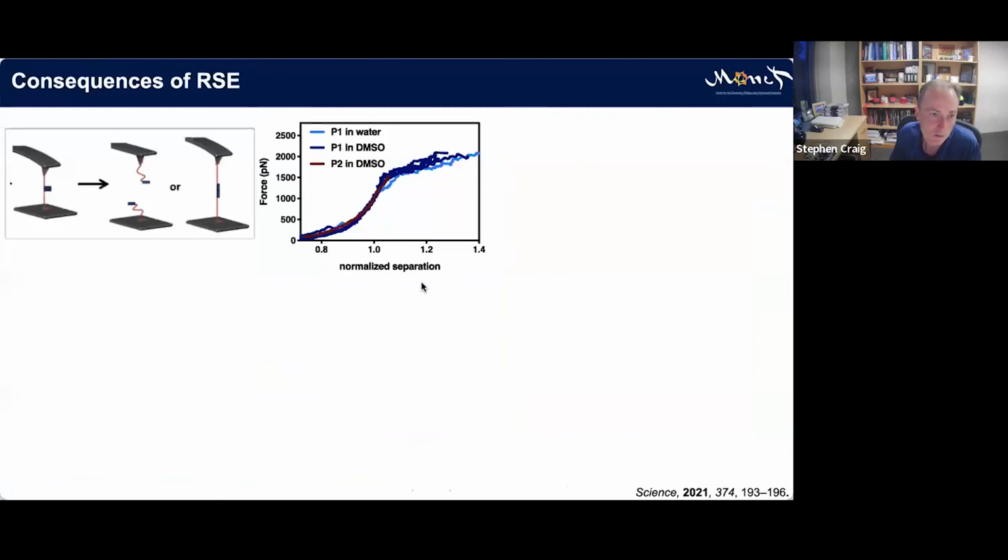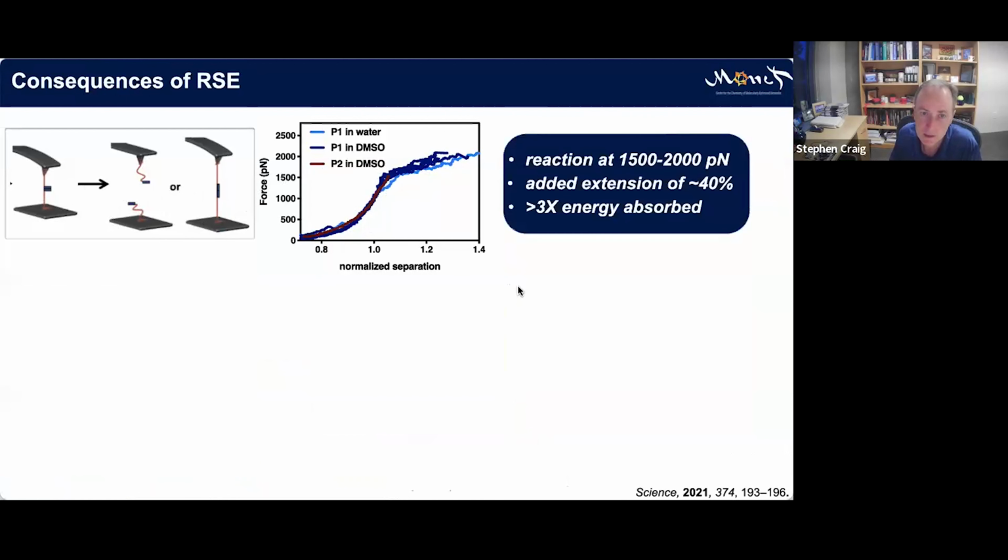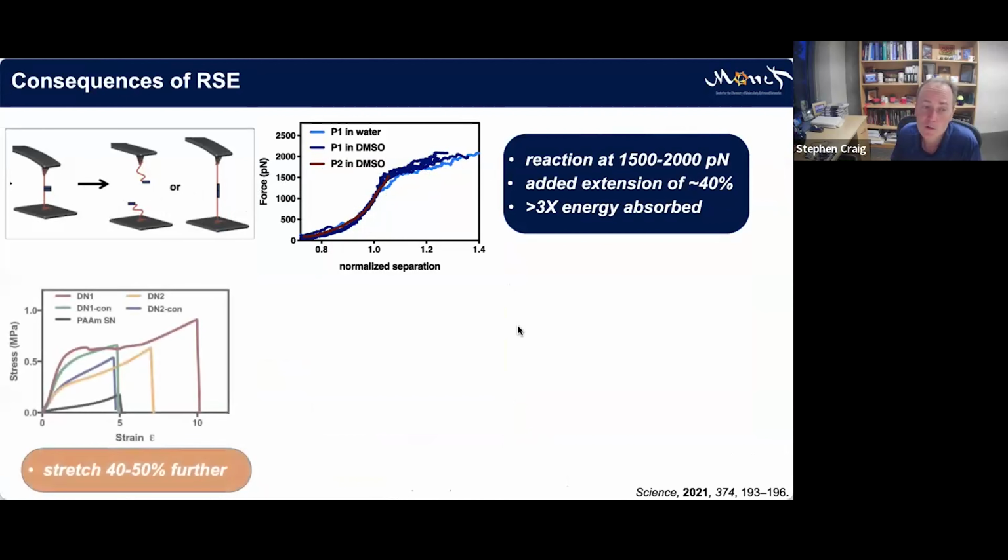So we can go back and characterize these two types of polymers in our single molecule experiments, both the ones that break, shown in red here, and the ones that grow longer, shown in blue. We know the force at which they start to grow longer. We know how much longer they get. We can calculate at the single molecule level that they absorb about 3 times more energy before they break.